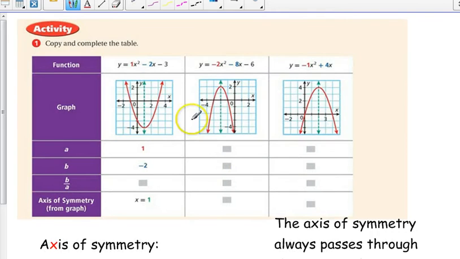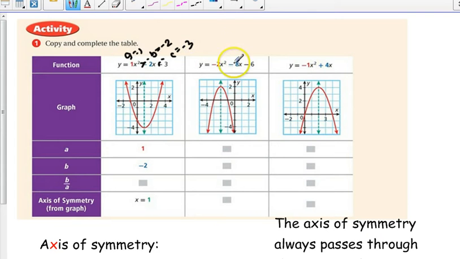So coming back here, they've given us the equation 1x squared. Well, 1 will be the a value. Minus 2x, remember this is like plus negative 2. So really our b value is negative 2. And our c value, remember this is like plus negative 3, our c value is negative 3.